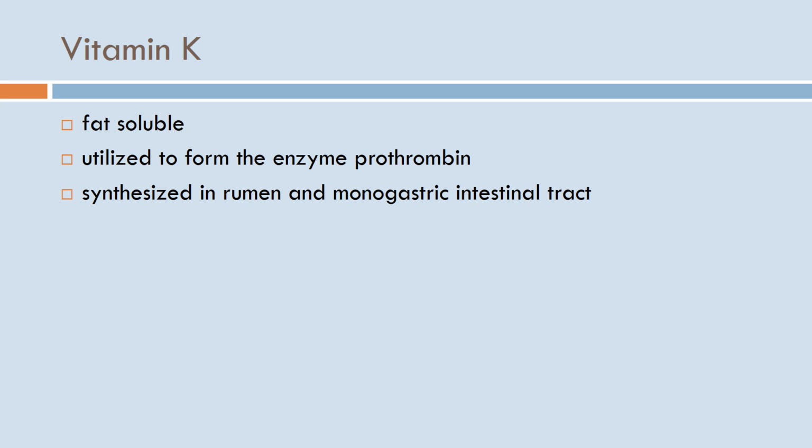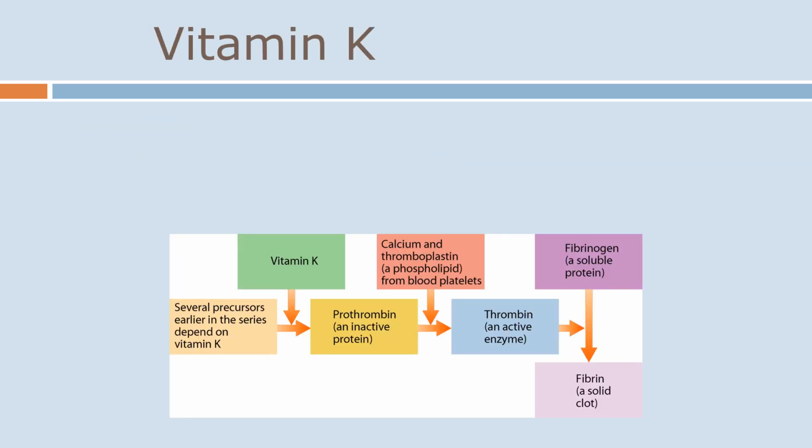Then comes vitamin K. Vitamin K is a fat-soluble vitamin. This vitamin is utilized to form the enzyme prothrombin. Vitamin K is also synthesized in the rumen and in the monogastric intestinal tract. So vitamin K basically helps in the formation of blood clots because it is required for the synthesis of thrombin. So simply we can say it helps in blood coagulation.